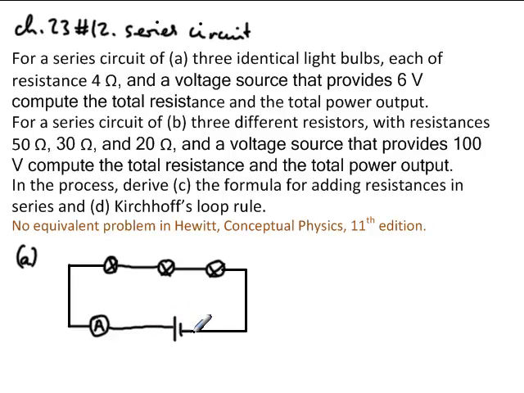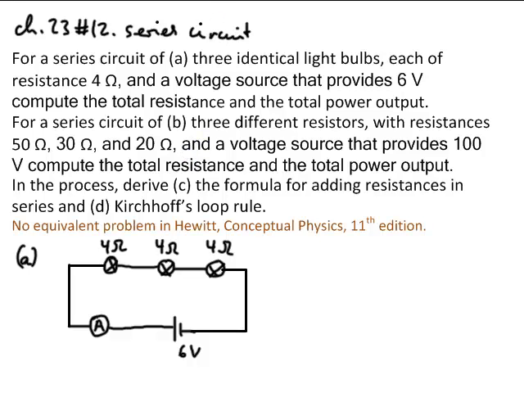And here's the battery, and it says 6 volts, and then it says 4 ohms, 4 ohms, and 4 ohms, and again, that's just my handwriting here. That 4 didn't look very nice. 4 ohms there. Okay, and now it says compute the total resistance and the total power output.